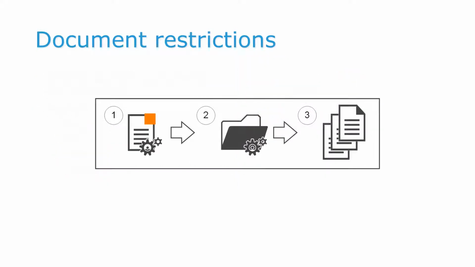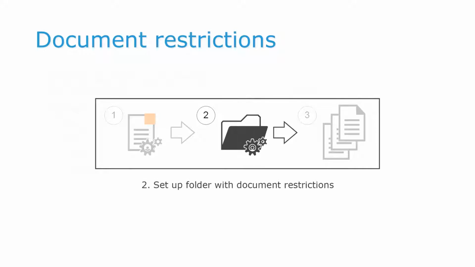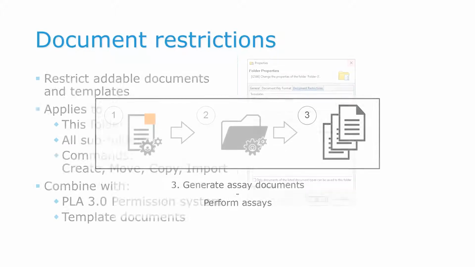Let us look at a typical workflow. To run a series of biological assays based on a single configuration, you would follow 3 steps. First, set up an assay document with the configuration you require and save it as a template. Second, create a new folder to hold the assays and prevent it from adding documents not generated from the template. Third, require users to generate the assay documents and perform the assays in the folder or one of its subfolders.